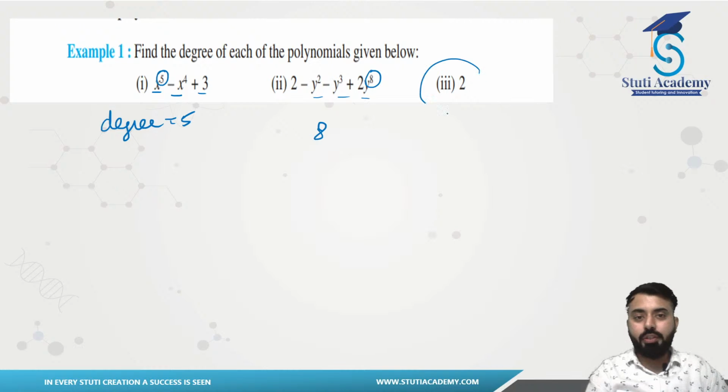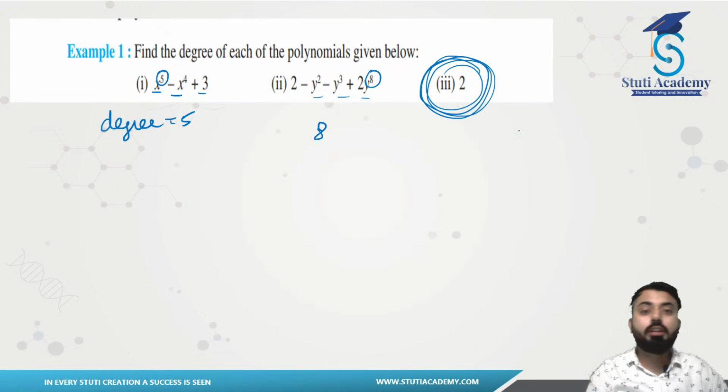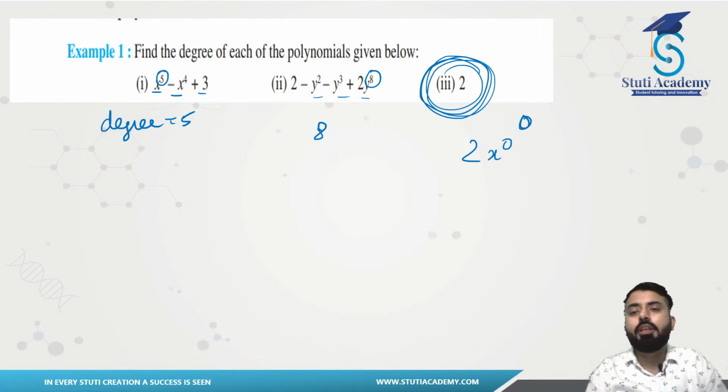Now in this case, you see we don't have any variable. Or do we? Think. Yes, we do. It is 2 into x raised to power 0. So its maximum degree is 0. Since we don't have any variable here, its degree has to be 0. And you can think of it like this: x raised to power 0 is actually 1, so it is 2. So its degree is 0. I hope you understand this and you don't have any doubt here, right?